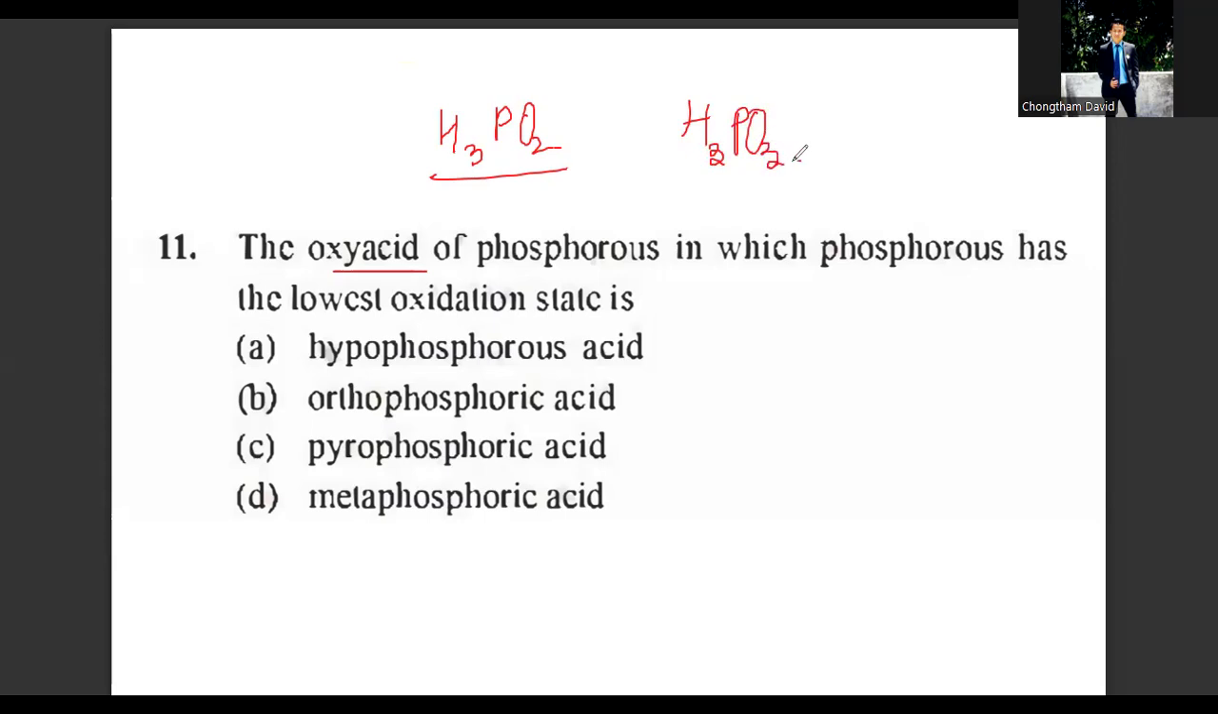I will give you the names of some oxy acids of phosphorus. This is called phosphorus, and this would be called phosphoric acid, but this one is called hypophosphorus. It has the lowest oxidation state of plus 2. So option A for question number 11 would be the correct answer.